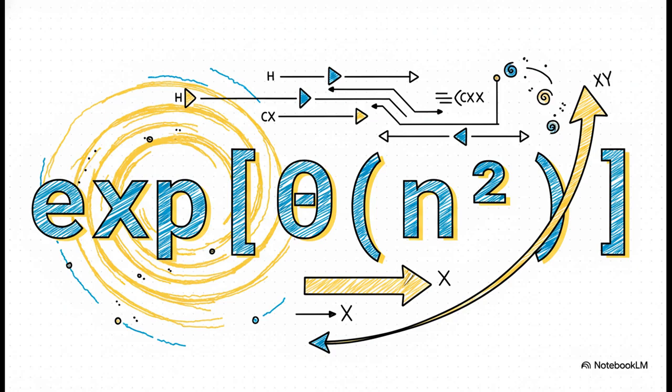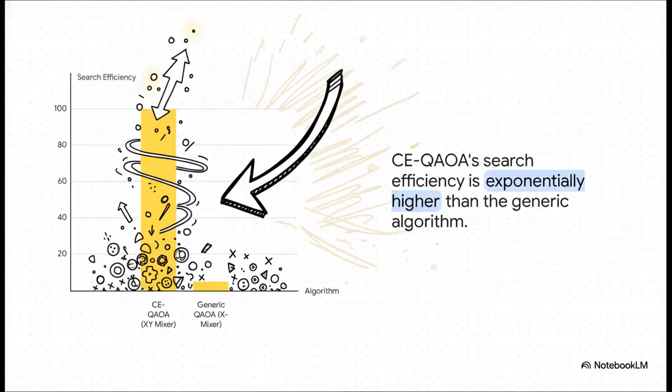And here it is. Here's the payoff. For certain types of problems, their research has proven that using this particle hopping XY mixer gives you an exponential speedup over the standard approach. And just to be crystal clear, that doesn't just mean faster. It means it's in a completely different league of performance. I mean, to put that number into perspective, just look at this chart. The search efficiency of CQAOA, the one playing our game, is exponentially higher than the generic one that's just wasting its time creating and destroying particles. The difference is just staggering. It's not even a fair fight.